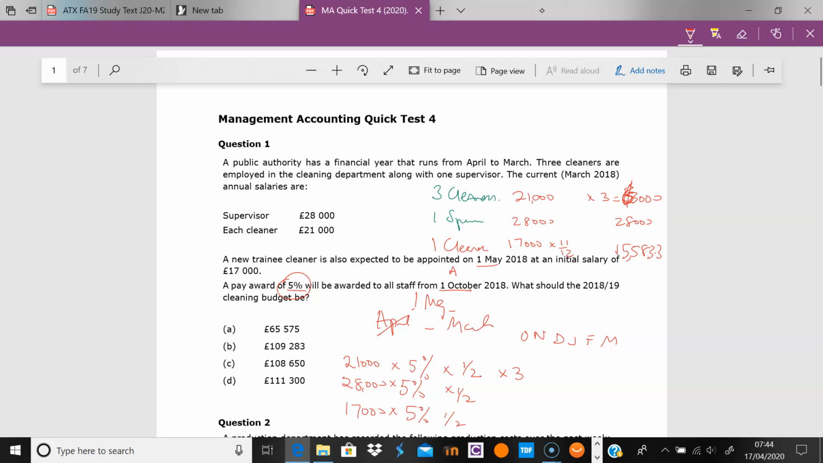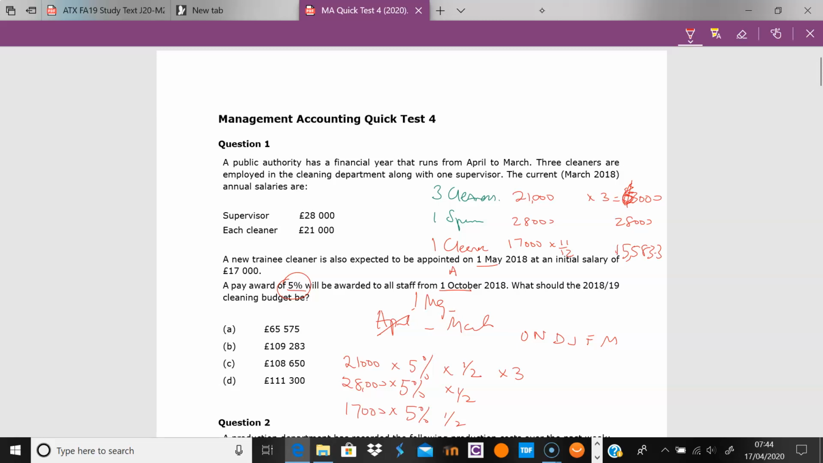Here I have 21,000 times 0.05 times 0.5 times 3. This is 1,575. The next one, 28,000 times 0.05 times 0.5 is 700.